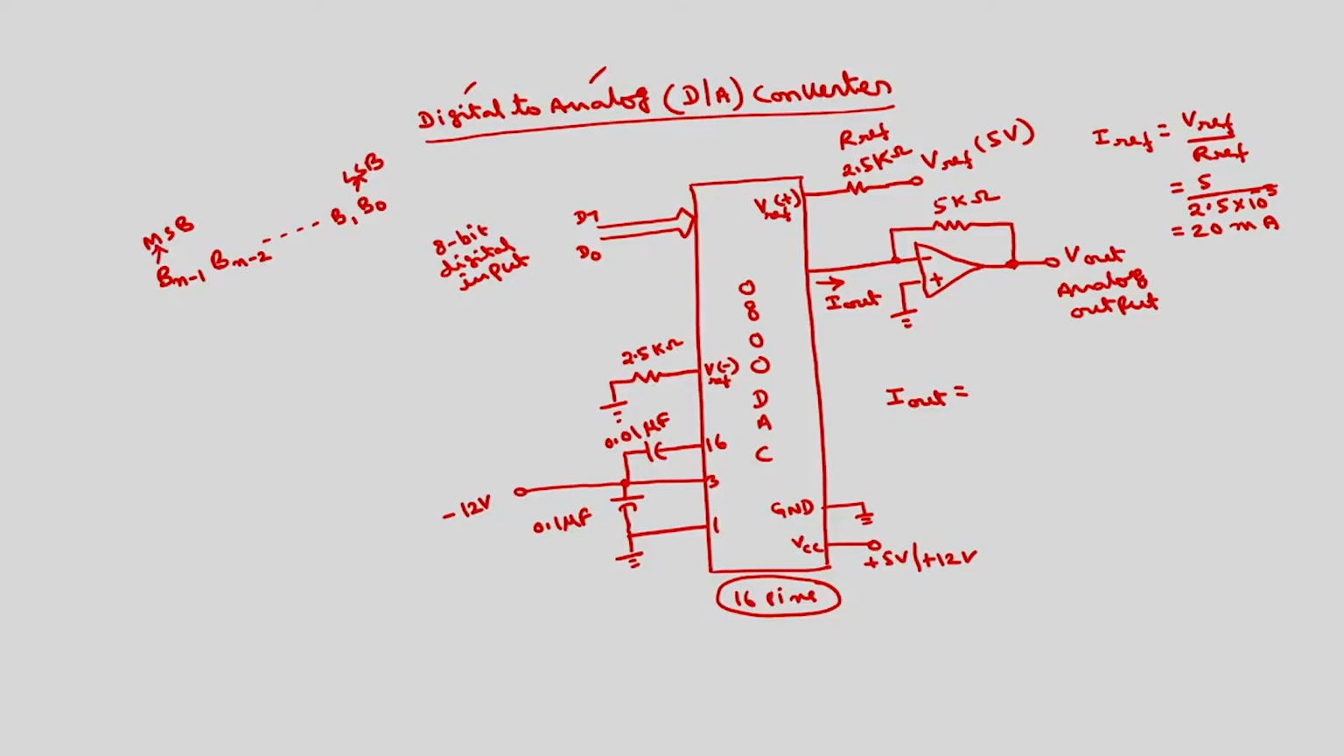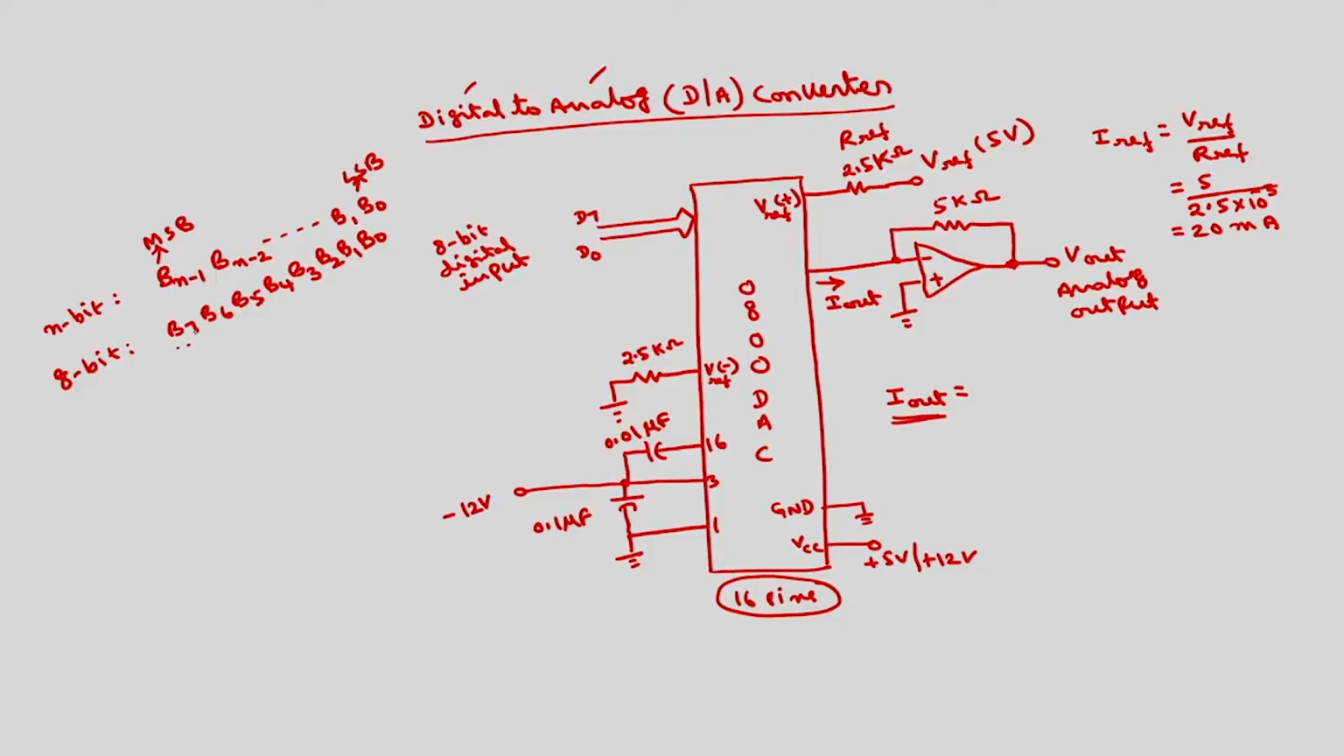If it is 8 bit, this will be B7, B6, this is for n bit. For 7 bit, 8 bit, B5, B4, B3, B2, B1, B0. So, this output current I out is proportional to these bits.